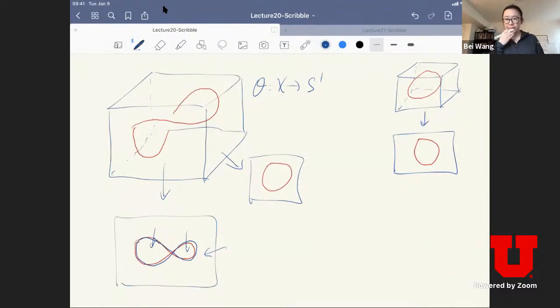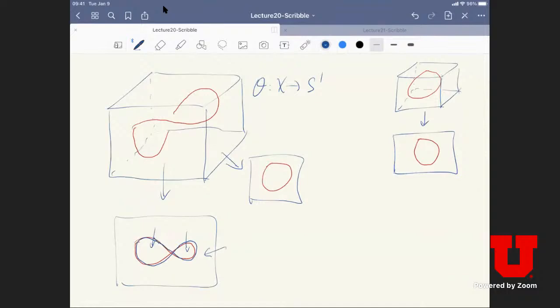Okay, making sense so far? So, I have a question. Yeah, go ahead. So basically the parameterization is bringing it down to 2 dimensions?